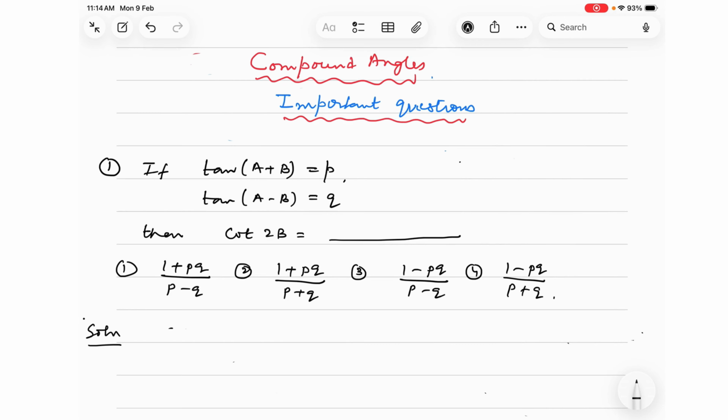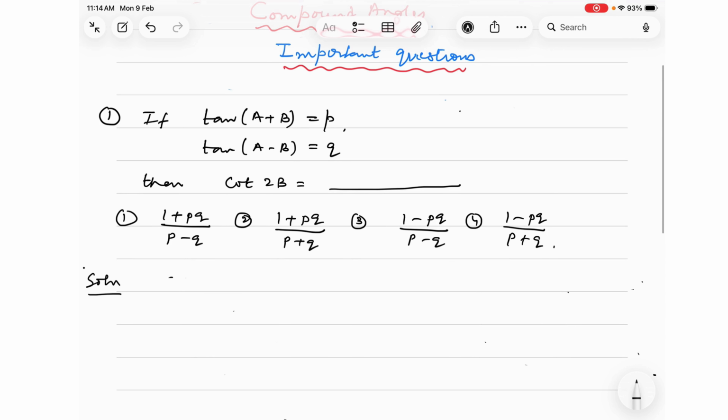Now, after discussing the important concepts of compound angles in the earlier videos, now let us discuss one by one some very important questions, very useful for our competitive exams.